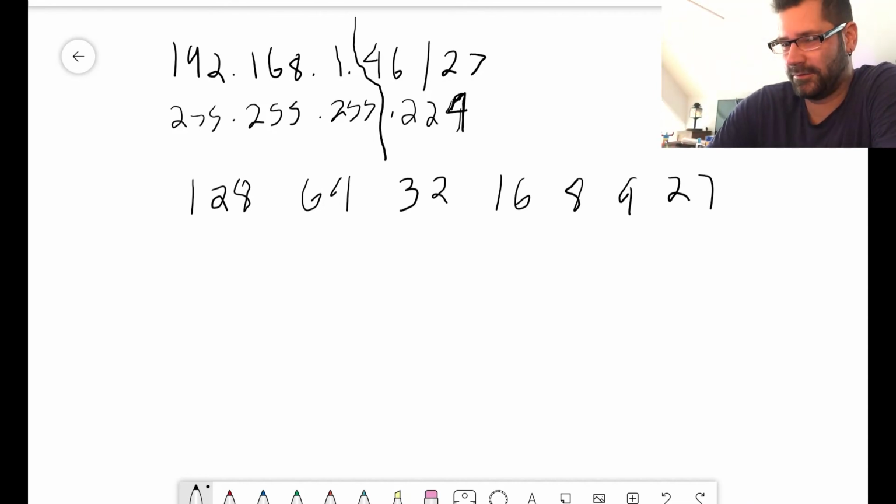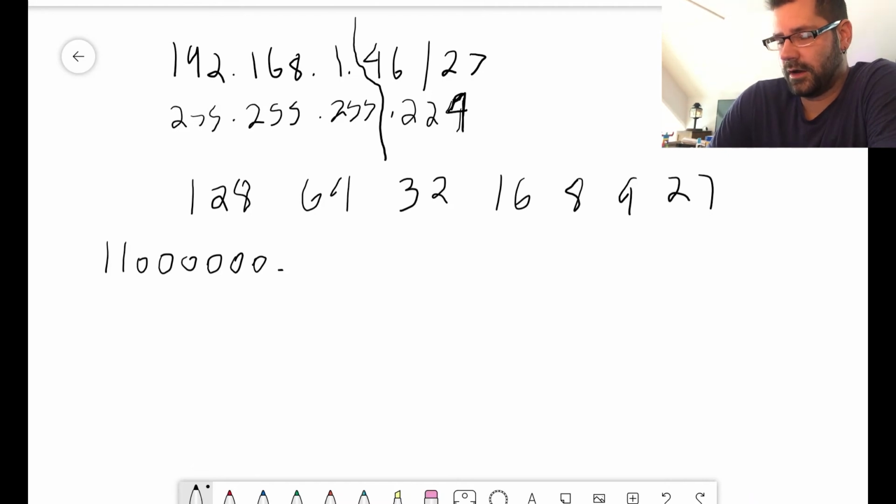Okay, so let's convert this IP address down to binary. So 192. Some of this I know off the top of my head, some of it I might have to actually use a calculator for. So we know 192 is going to be 128 plus 64, which equals 192. So 1, 1, 0, 0, 0, 0, 0, 0.